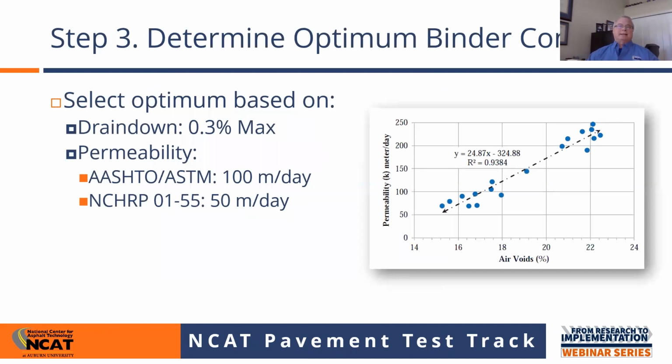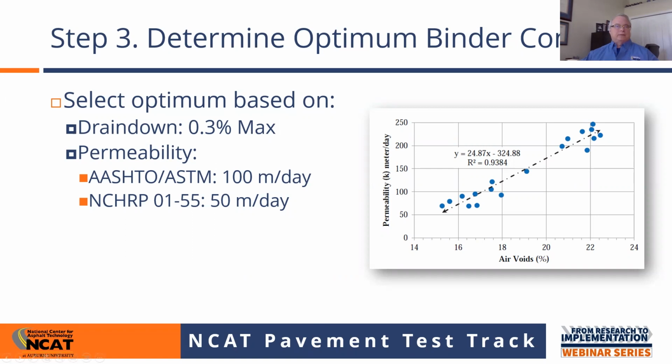And then the next thing you're going to do is select the optimum. You'll look at drain down to make sure that you don't have more than 0.3%, which typically, when you're using fibers, is not a problem. And then some agencies like to require a permeability requirement. AASHTO and ASTM recommend 100 meters per day. The NCHRP project felt that 50 meters per day would be a better option.